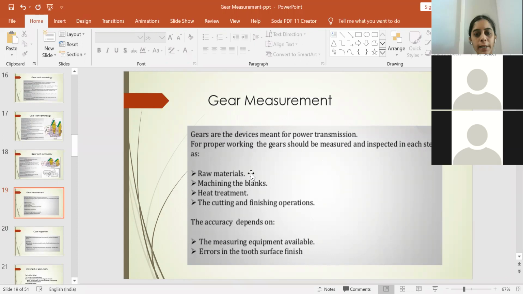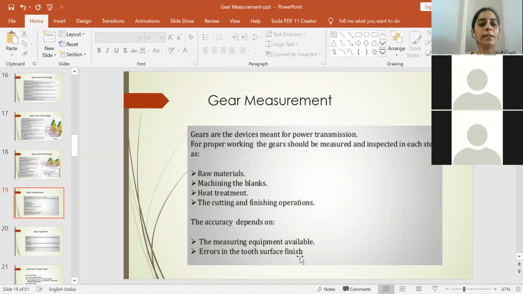How it will be done. So it will be inspected with respect to the raw materials used, with respect to the machining blanks, and how the heat treatment, every gear will be heat treated in order to improve its strength in various aspects. So about the heat treatment it will be checked out, and also the cutting of the tooth and finishing part of the tooth also will be verified. Okay, so mainly the measurements which are being tested depend upon which type of equipment you are using, to check the accuracy and also to identify the errors with respect to each tooth surface finish.